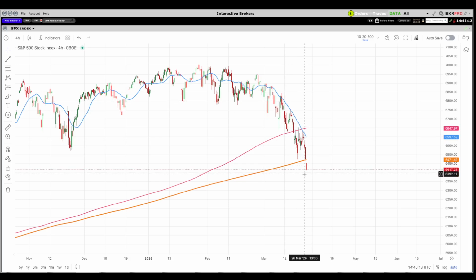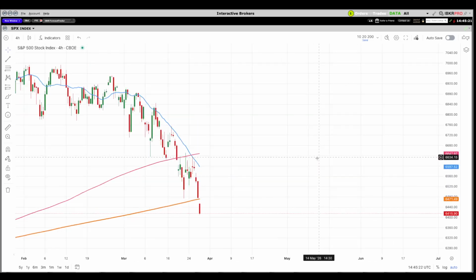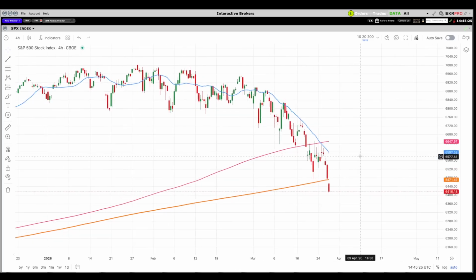So what does this suggest for sell in May and go away, right? What does this look like over the coming weeks? Well, we could definitely see some kind of retracement, right? We could expect some kind of pullback higher. So sorry, this is the SPX.